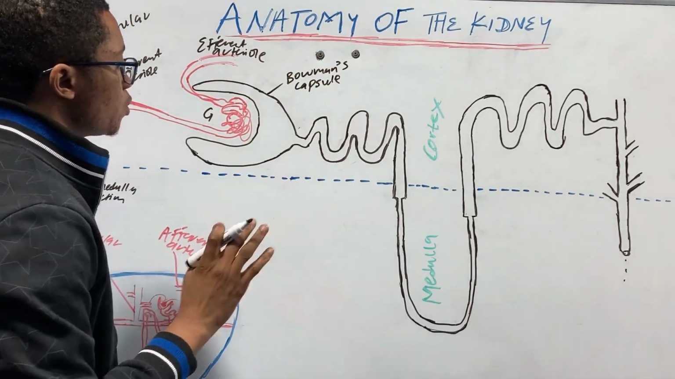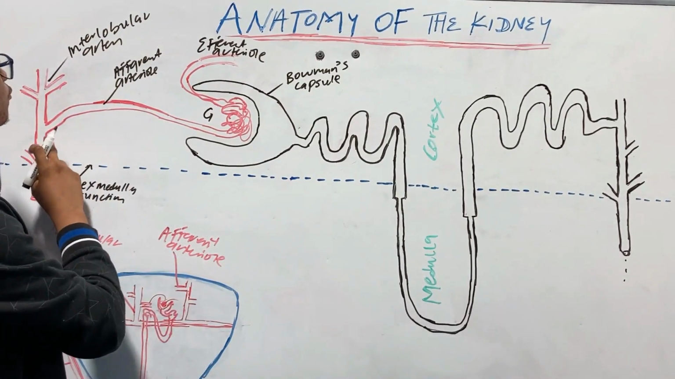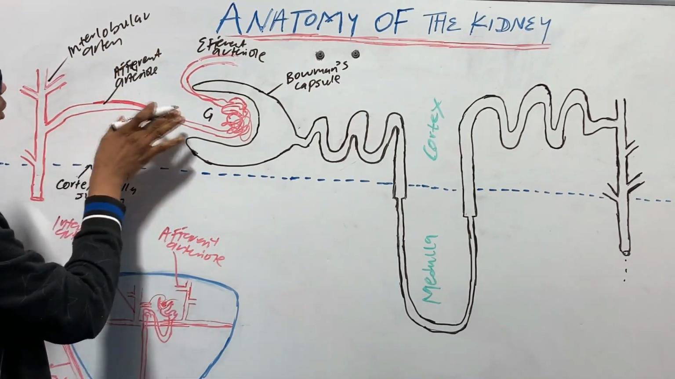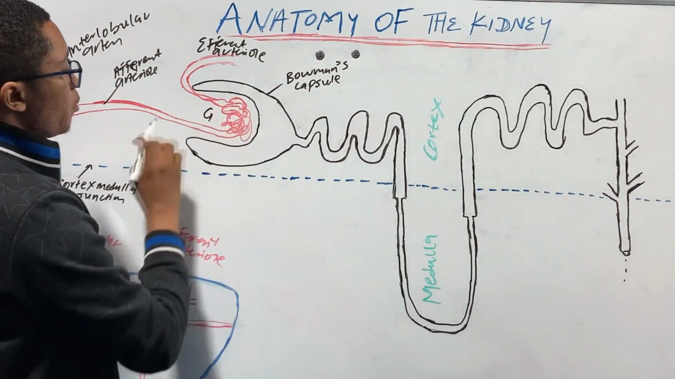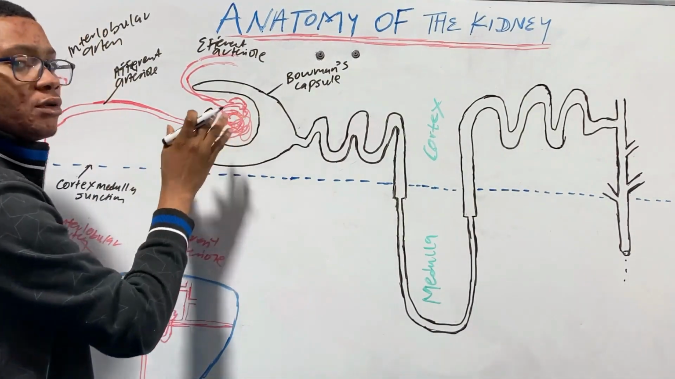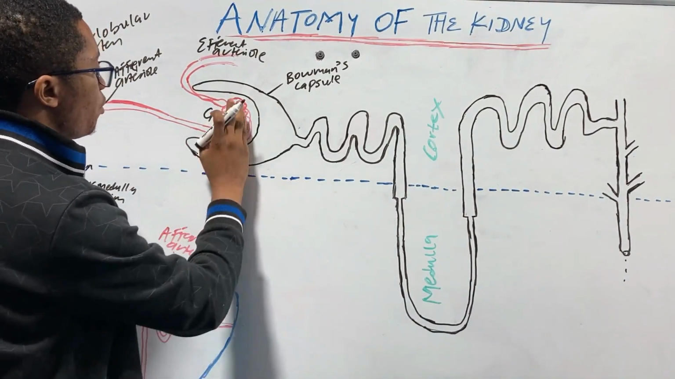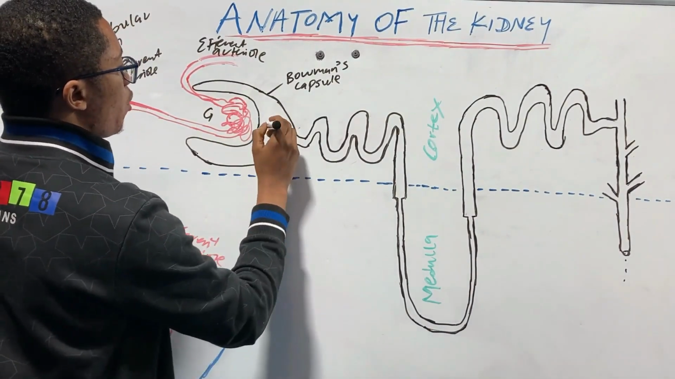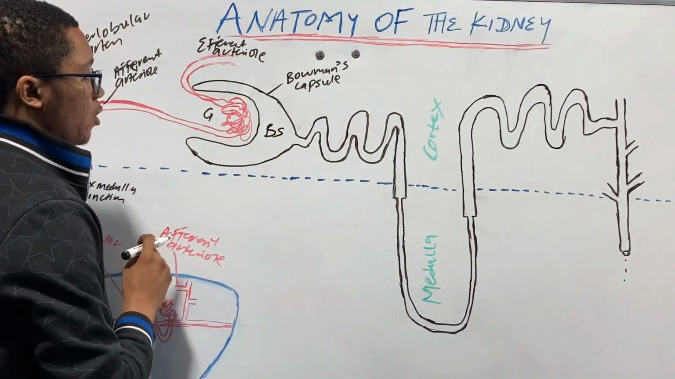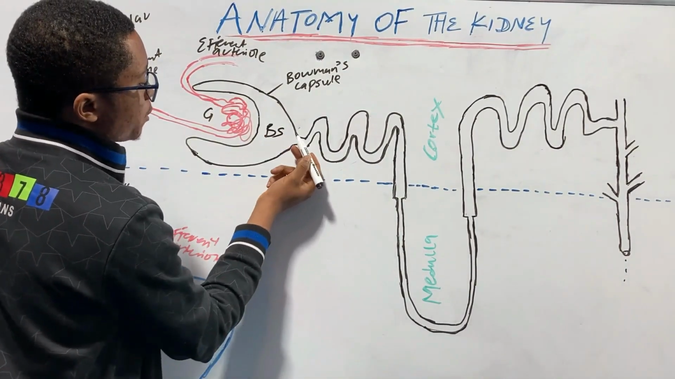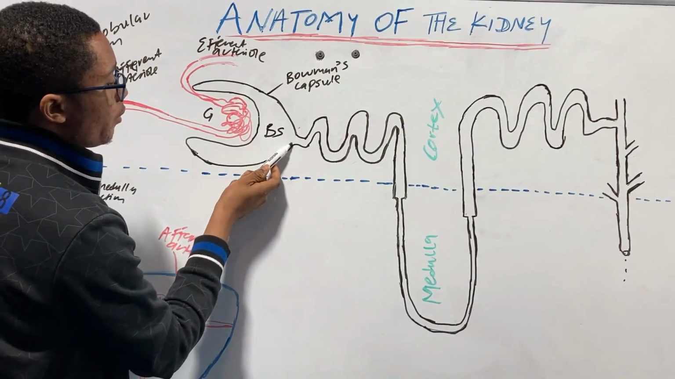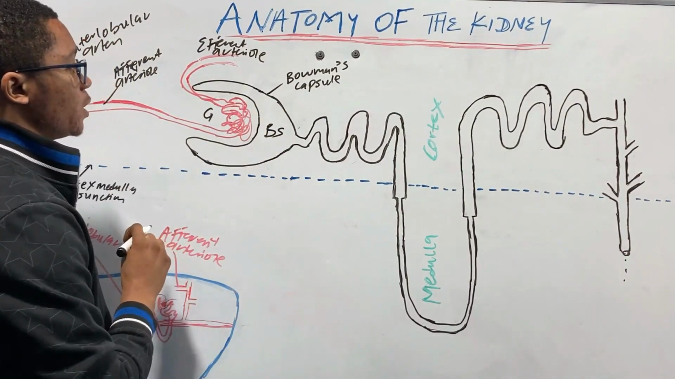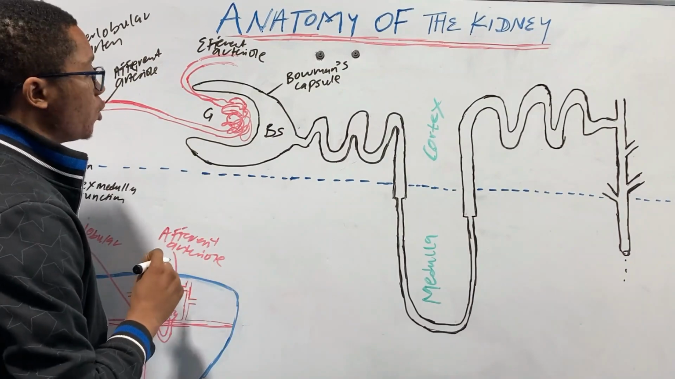What really happens here is that blood coming from the afferent arteriole comes into the glomerulus, and the glomerulus has a high hydrostatic pressure that filters this blood plasma into the Bowman's space. This part of the Bowman's space is known as the urinary pole. Materials that come into the Bowman's space are known as the filtrate, or the ultrafiltrate.